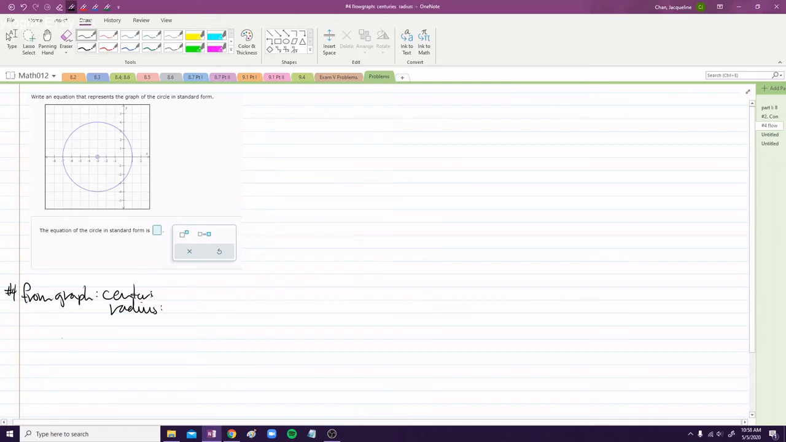Again, I do want you to write the general equation of the circle. So it'd be x minus h quantity squared plus y minus k quantity squared is equal to r squared. And then you tell me what the answer would be.